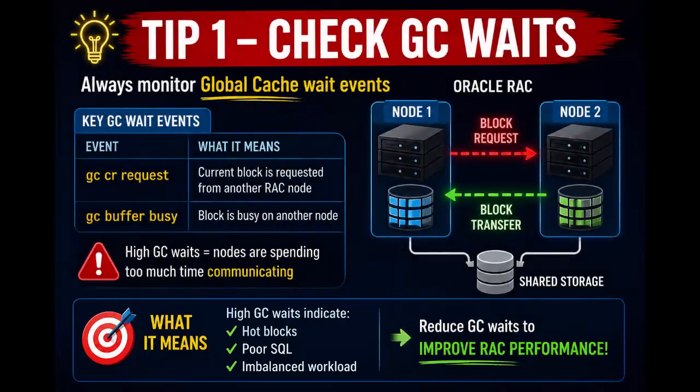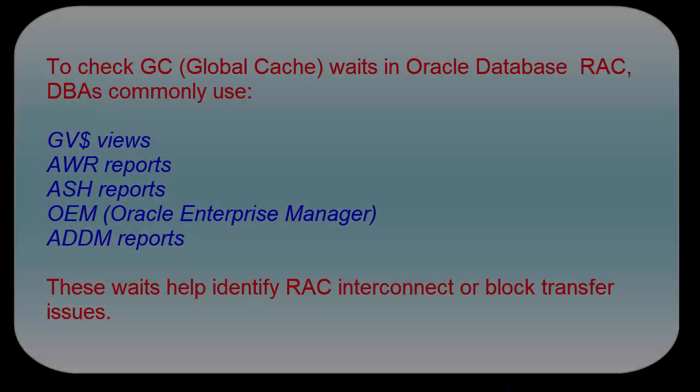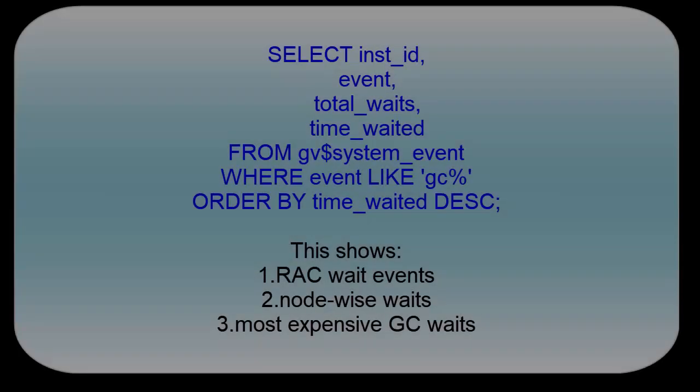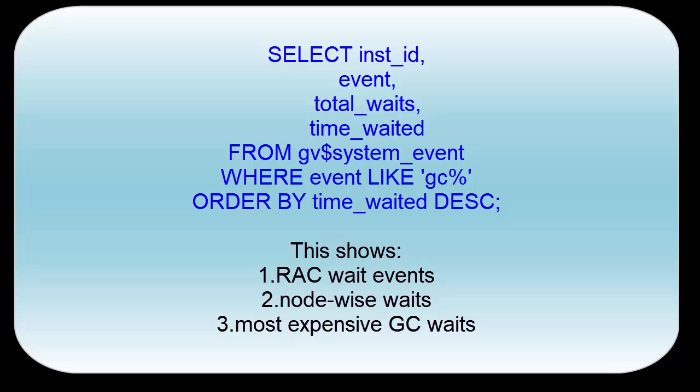High GC waits can destroy RAC performance. Reduce node communication and RAC becomes much faster. To check GC waits in Oracle database, DBAs commonly use these views: AWR reports, ASH, ADDM, OEM, such things. You can also check GC waits using this system event view.